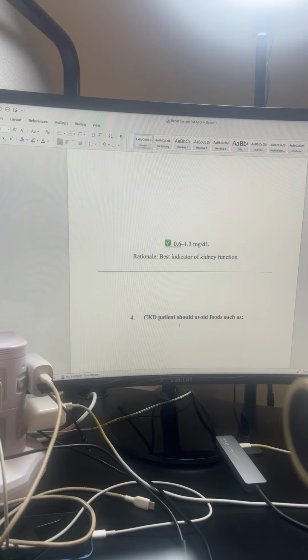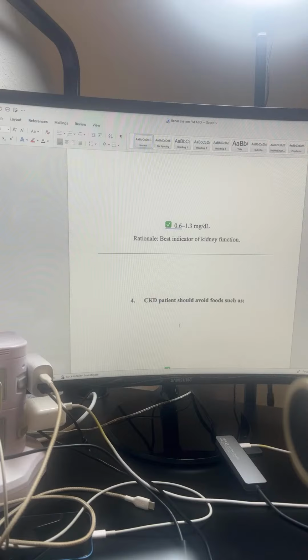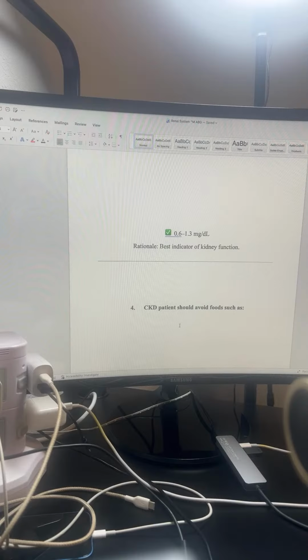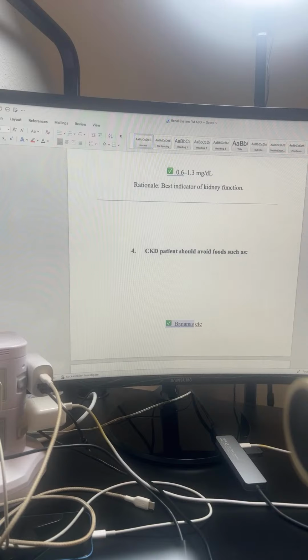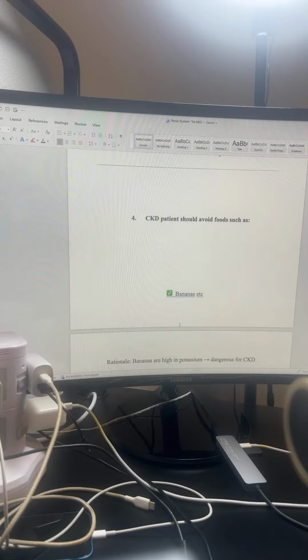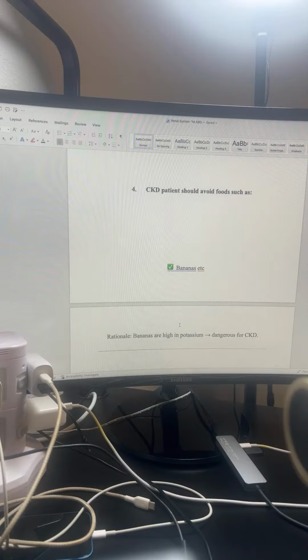Chronic kidney disease patient should avoid foods such as, what are some foods that you'll encourage these patients to avoid? So you have your patients with kidney disease, processed, high sodium, potassium, nice. Salt, high potassium, steak, salty fries, definitely. Like your bananas and all of those things. Encourage them to avoid those. Bananas are high in potassium. It's very dangerous, or anything that is high in potassium.